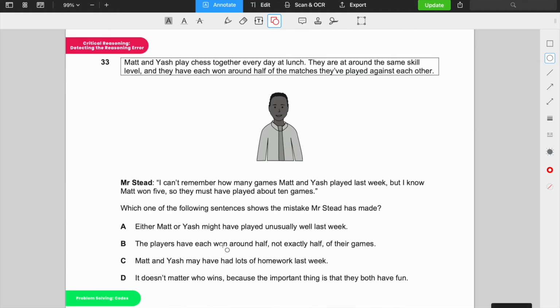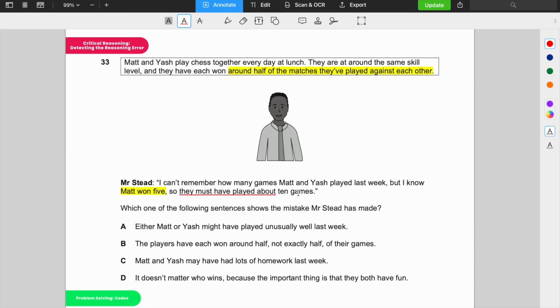Question 33. So what is a mistake Mr. Stead has made? Matt and Yash play chess together every day at lunch. They are at around the same level and they have each won around, so the key word here is around, half of the matches they played. Okay? So, Mr. Stead says, I can't remember how many games Matt and Yash played last week, but I know Matt won 5. So they must have played about 10 games.